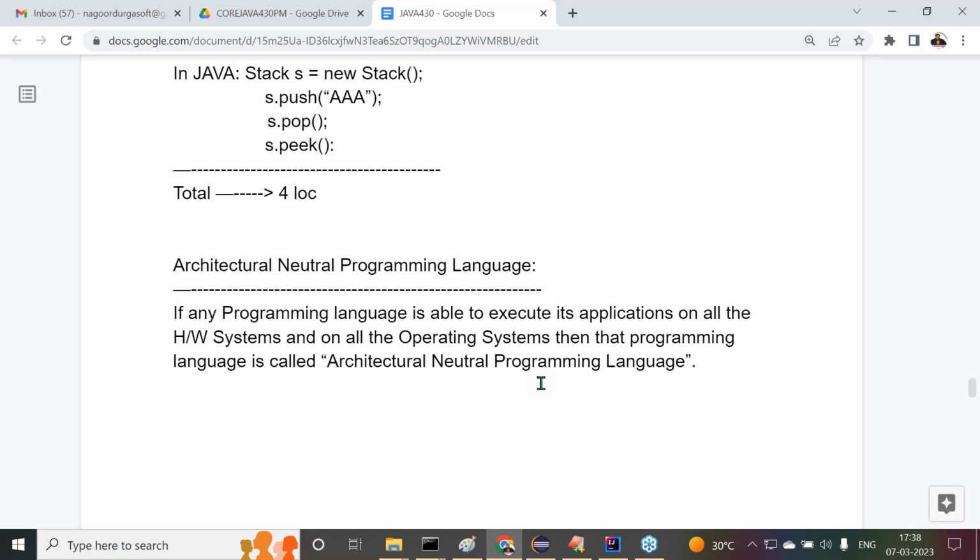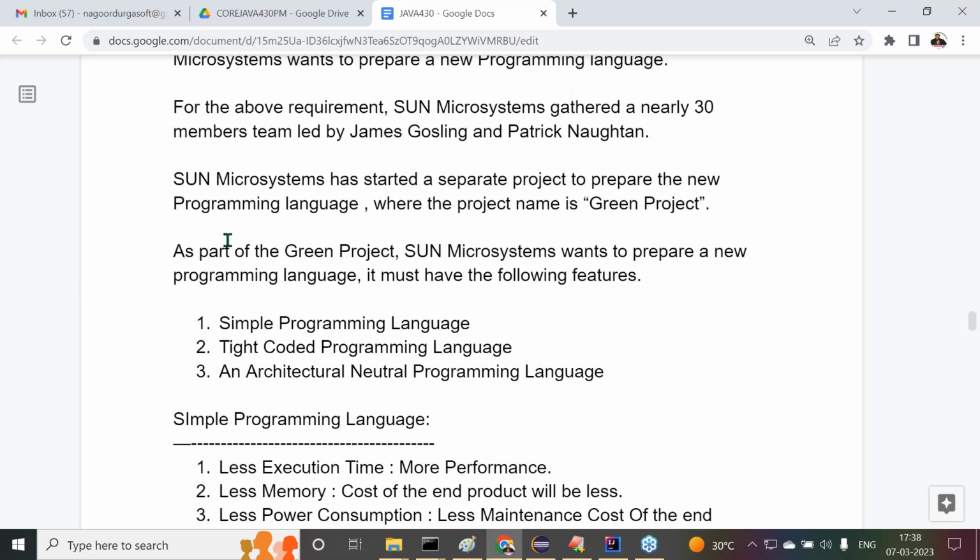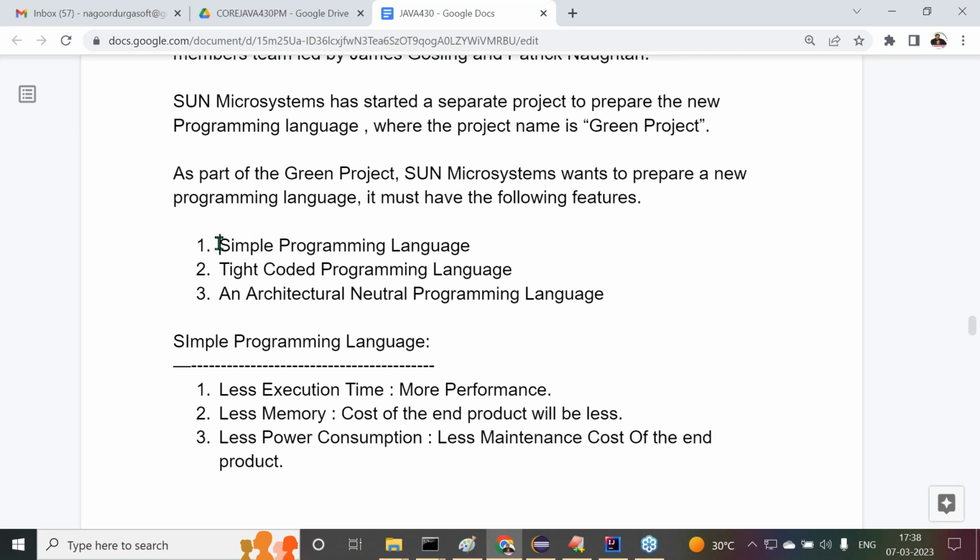Again I'm telling you, still Sun Microsystems is thinking about what they want to implement in the new programming language. These are the three factors they included there. Come again, what are the three factors that Sun Microsystems has included here? Sun Microsystems wants to prepare a new programming language. It should be what? Simple programming language. It should be what? Tight coded programming language. It should be what? An architectural neutral programming language.